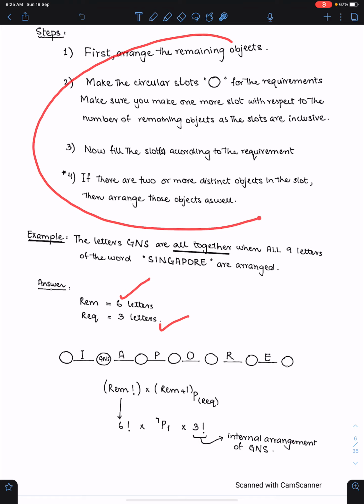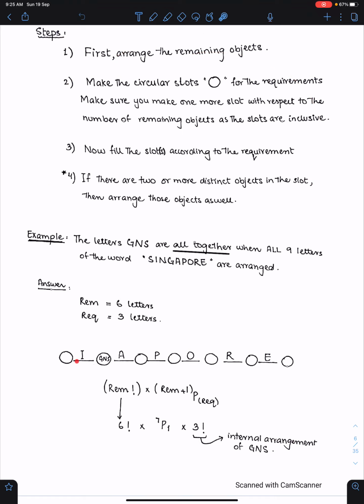According to this method, we will first arrange the remaining objects. We will make these spaces for remaining objects. So we have to make 6 spaces, 1, 2, 3, 4, 5, 6, because there are 6 objects. So 6 factorial for remaining objects. Now we have to make circular slots like these.